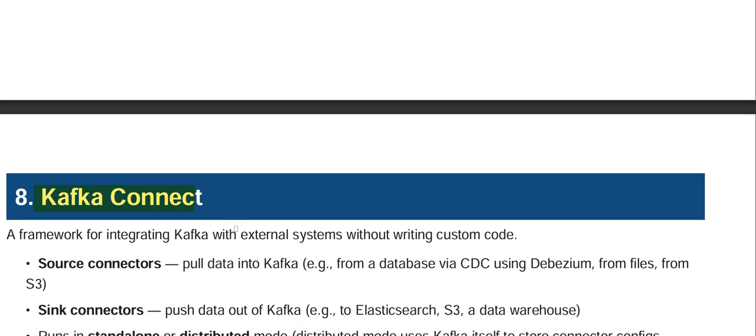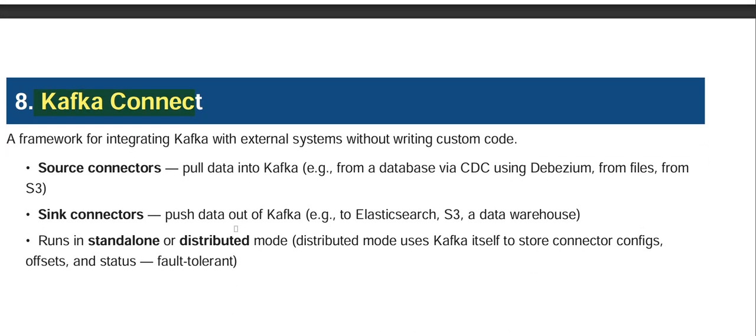So we have the source connector, which does CDC using Debezium, pulling data into Kafka from the database via CDC. Then we also have the sink connector, which pushes data out of Kafka, for example to Elasticsearch, an S3 bucket, or a data warehouse. We also run standalone and distributed mode, like a distributed server. It uses Kafka itself to store the connector configuration, offsets, and status for fault tolerance as well.